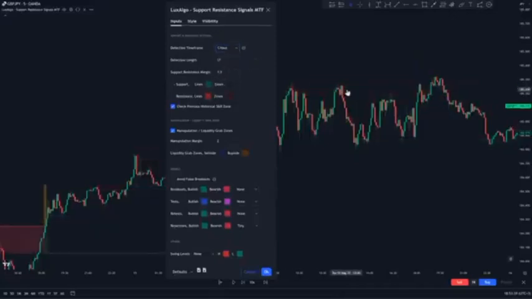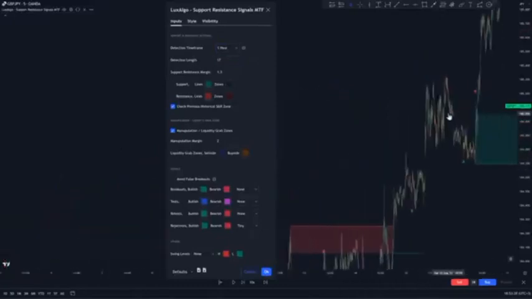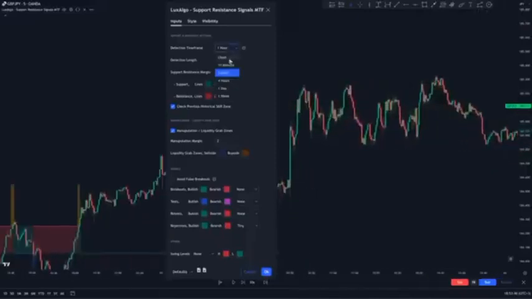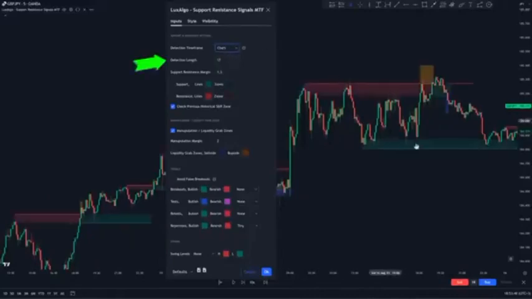Doing so would reveal the support and resistance levels from that time frame, negating the need to manually switch, a feature I find quite handy. But for this showcase, we're sticking to the chart's current time frame. Detection length.